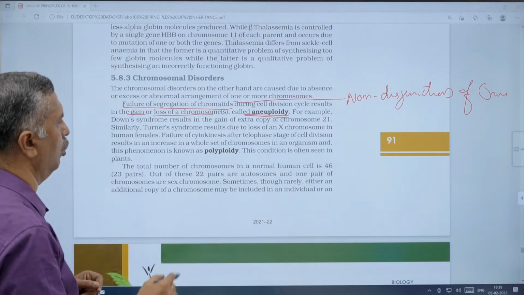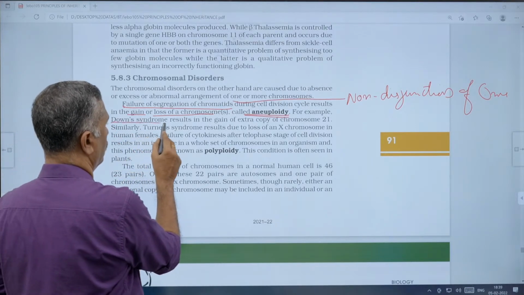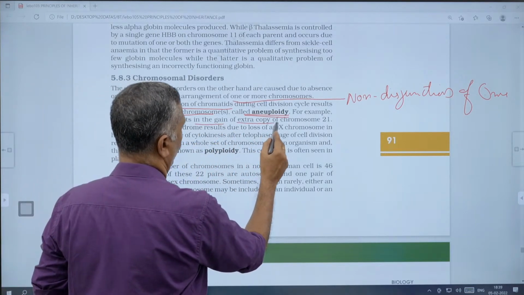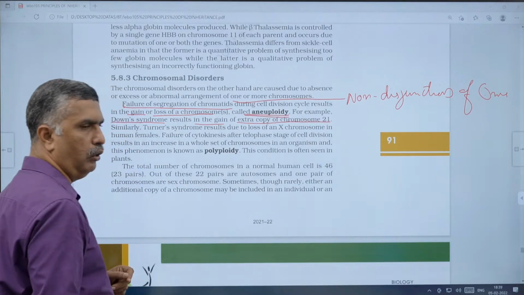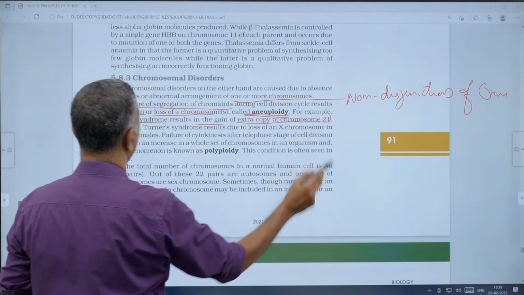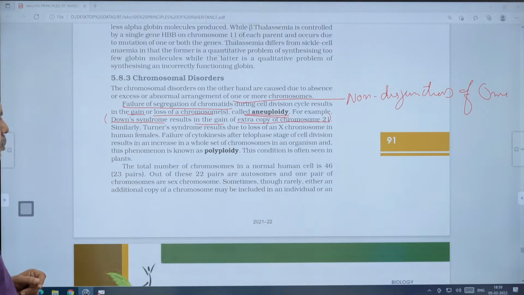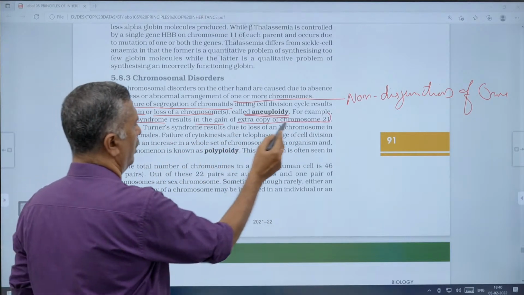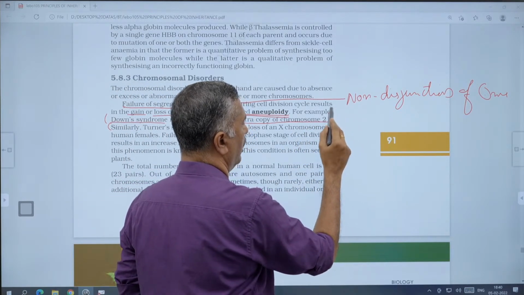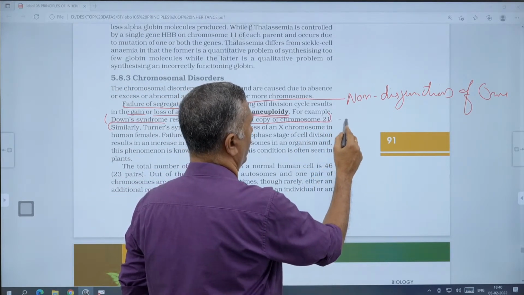Either gain or loss. For example, Down syndrome is a gain; it results in the gain of an extra copy of chromosome 21. When chromosome 21 increases by one, that is called Down syndrome. Similarly, in the case of Turner syndrome. In Down syndrome, when one is added on the 21st chromosome, there will be a duplicate, a triplicate.